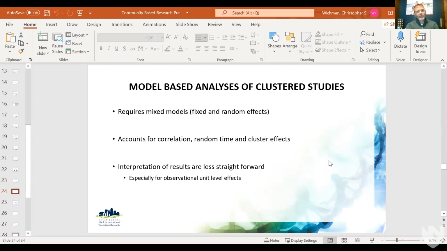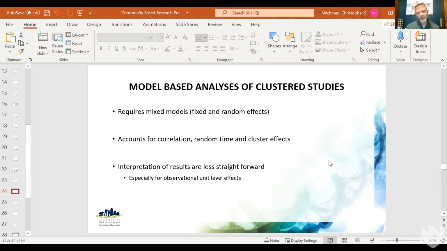Okay, so for model-based analysis of cluster studies, it gets a little more difficult. You're going to require, at a minimum, a random intercept type model, so you're going to be in a mixed model situation. Typically, it's going to be more complicated than that because the designs themselves space things out a little bit more, and we have to account for both between and within type effects, between subject and within subject effects. We have to account for the correlation in some way, shape, or form.